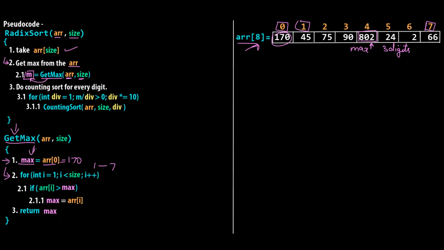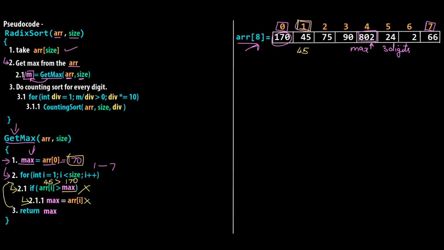Let me use another color. I'll use yellow. So in the for loop, we are just checking if ARR of I is greater than the max variable. So starting from index position 1, we take 45. So we check 45 greater than max, and currently max has 170. Is 45 greater than 170? No. So this inner if statement will not be called.